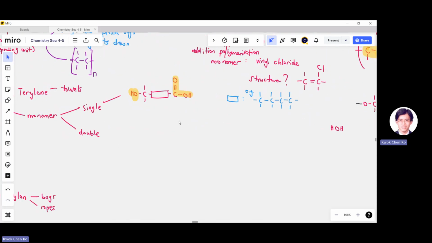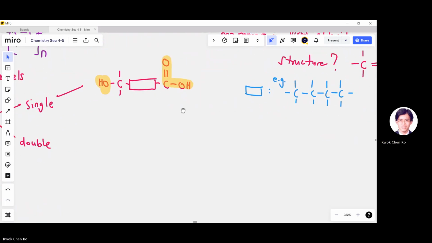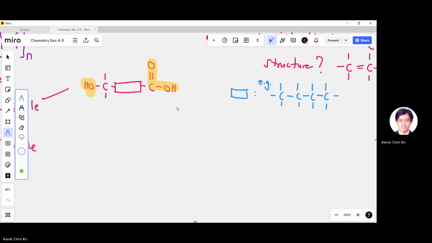So back here, how do I draw the polymer? No, this is the monomer, remember? So my polymer will look like this. This one is easy. Make sure you draw your rectangle. Follow suit. Rectangle is rectangle.